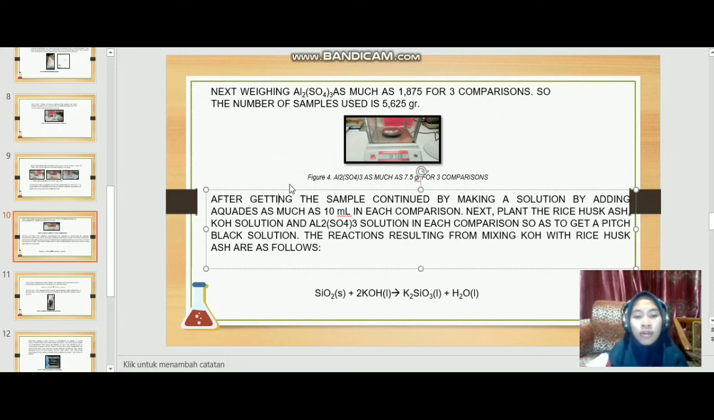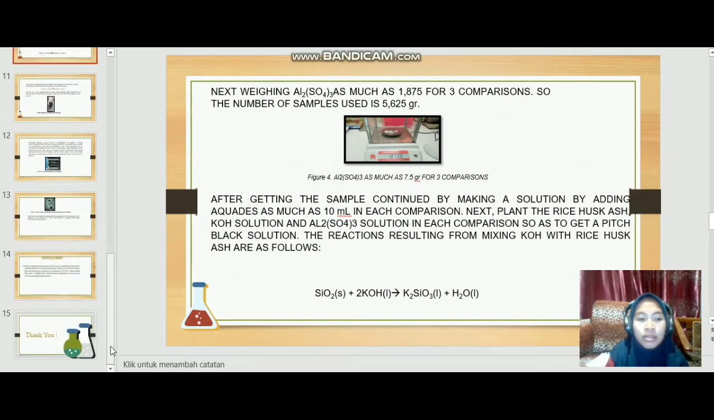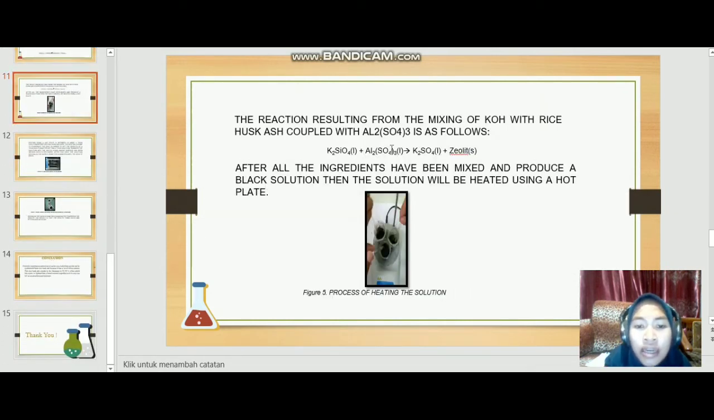The reaction resulting from mixing KOH with RHA is as follows. This is the reaction: SiO2 plus 2 KOH yields K2SiO3 plus H2O. Okay, next, the reaction resulting from the mixing of KOH with RHA complete with Al2(SO4)3 is as follows.